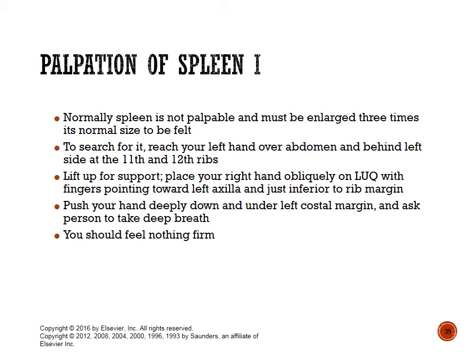Sometimes we do need to see if a patient has an enlarged spleen. Normally we can't palpate a spleen, and it has to be pretty large to be able to palpate it. We can go ahead and look for it during lab. You put your hand over the abdomen and behind the left side at the 11th and 12th rib there at the base of the ribs. Lift up for support and place your right hand on that left upper quadrant. But like I said, it's really difficult to feel that. You really should not feel the spleen.